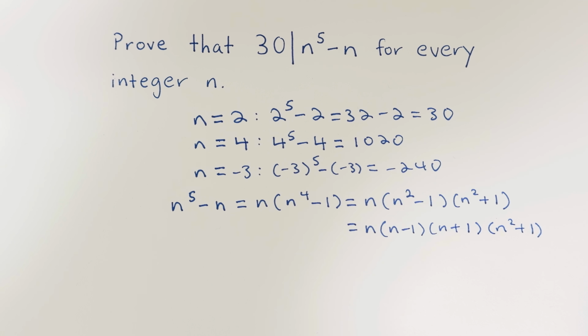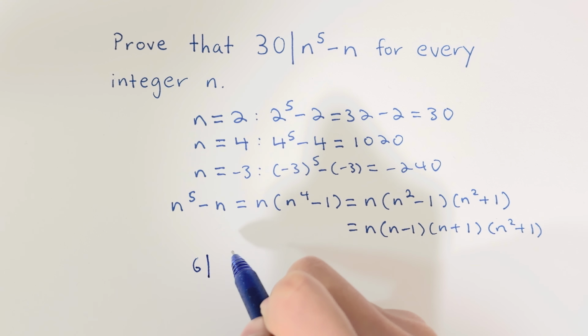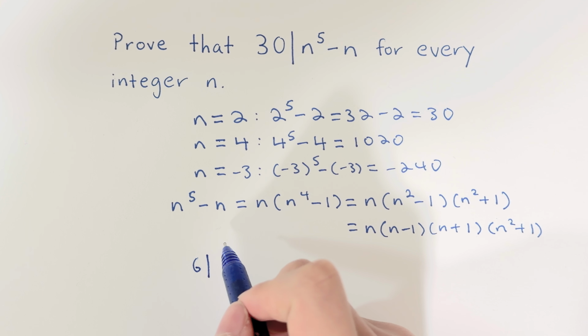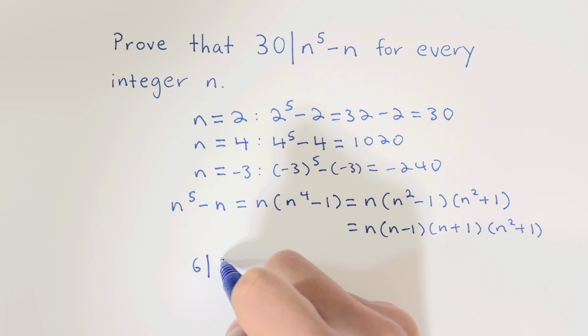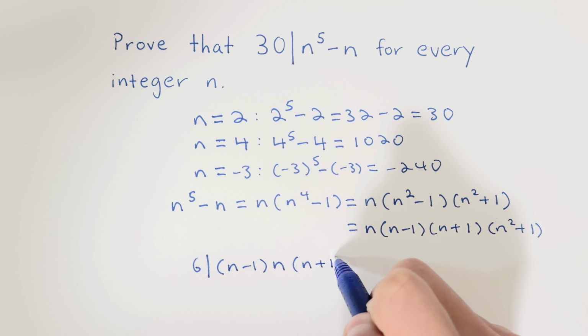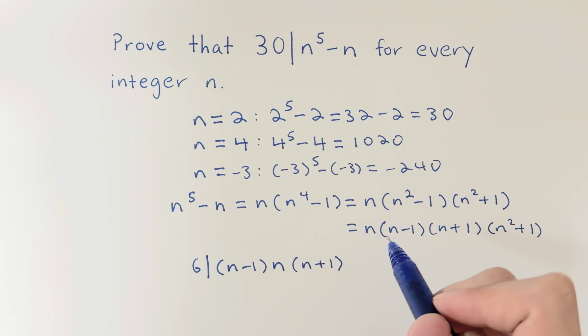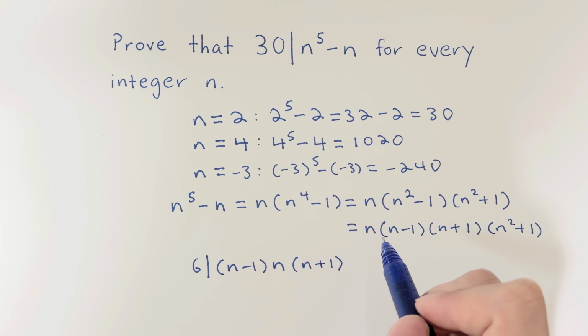Now, 30 equals 2 times 3 times 5. We can prove divisibility by each prime separately. We're going to look at the first 3 factors. Note that these are 3 consecutive integers. So that will mean that 6, because in 3 consecutive integers, one of them must be a multiple of 2 and another must be a multiple of 3. So 6 is a factor of n minus 1 times n plus 1. And since n minus 1 times n plus 1 divides n to the power of 5 minus n, we get 6 is a factor of n to the power of 5 minus n.